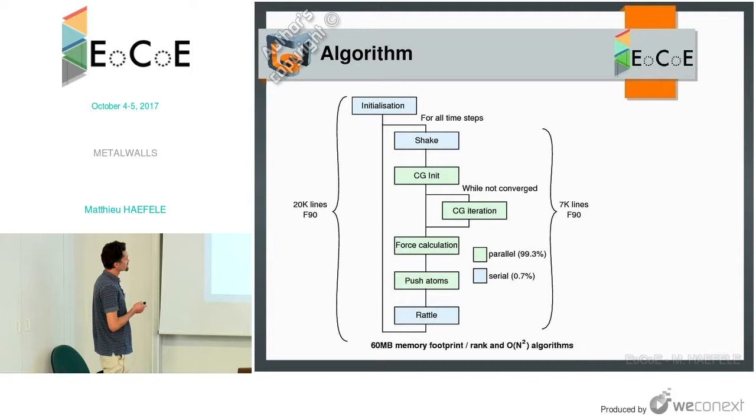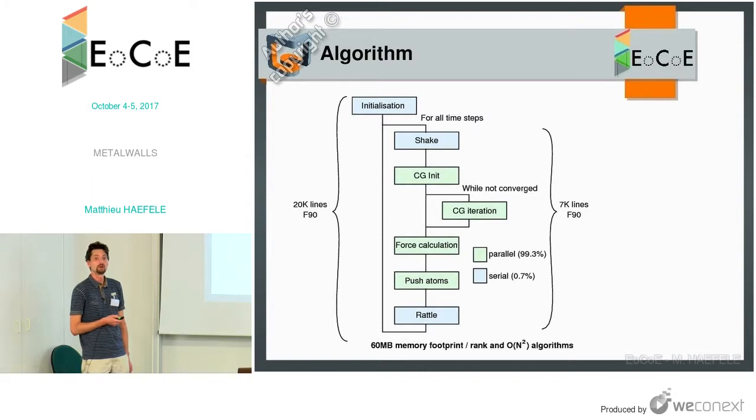Then you have a conjugate gradient that tries to minimize the charges on the electrode. Once you have the charge on the electrode, you can compute the forces. If you have the forces, you can push the atoms. Then you modify the velocities, and then you loop like this. So the code is quite small. Still, it's really production code. In total, it's 20,000 lines.